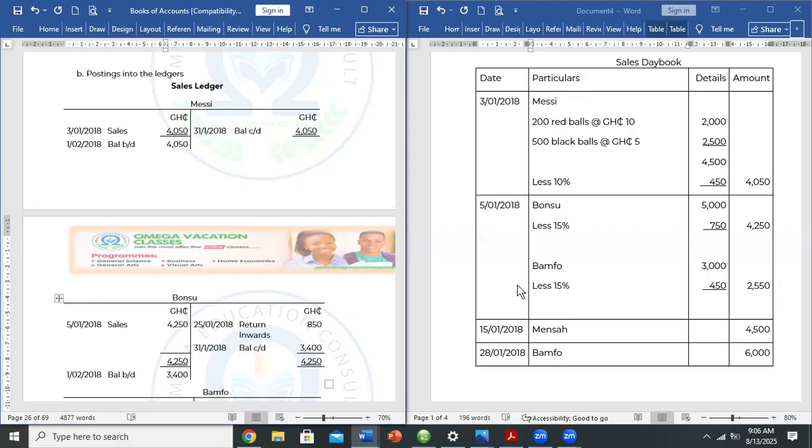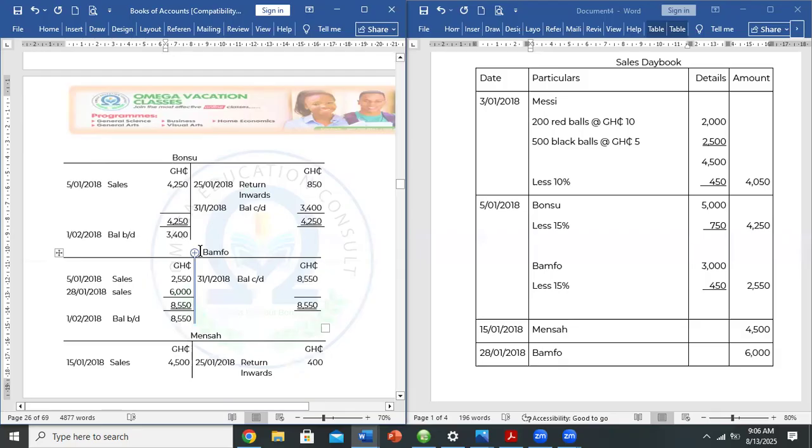Okay, great. The next person is Banfo, which happens on the same date. So again, you open Banfo's account and you put in the sales. That was 2,550, January. The next person is Mensa. So you open Mensa's account and you debit Mensa 4,500 for the 15th.